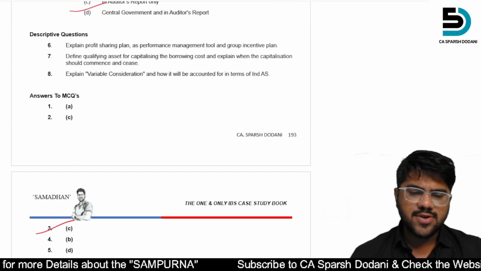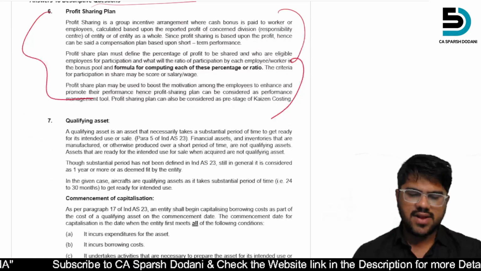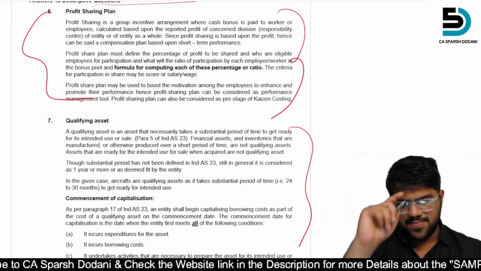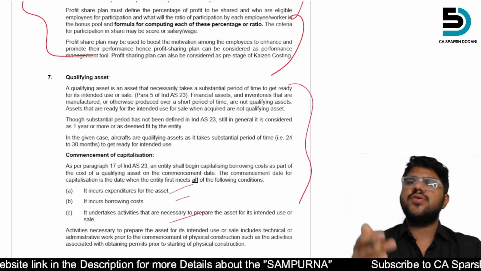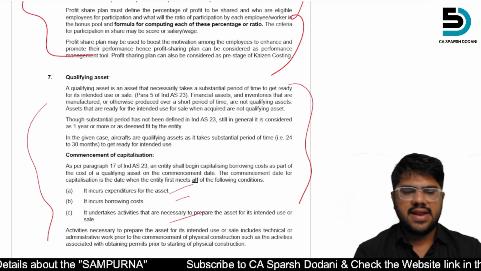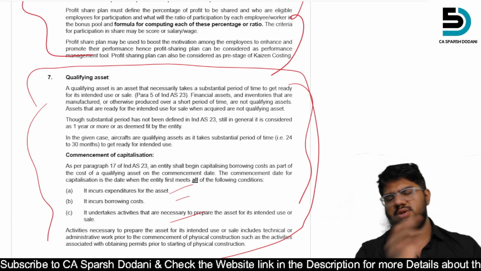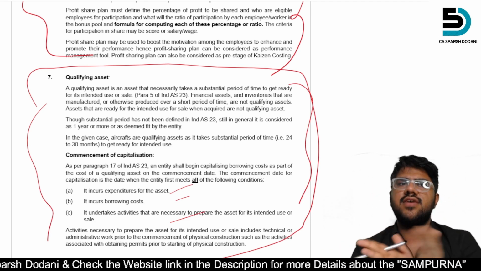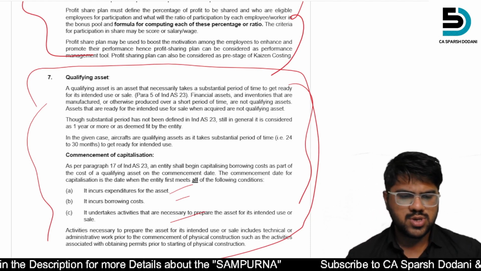Then after that, define qualifying asset for capitalizing. So what is qualifying asset? You can read it out here or you can go in the Sampurna. See, the three conditions are here. If the question appears in the exam, you can directly write it down from here. So mark it out. The definition of qualifying asset is also here. Anyways, if you do it from Sampurna, you can go there as well. So there's no issue on that.